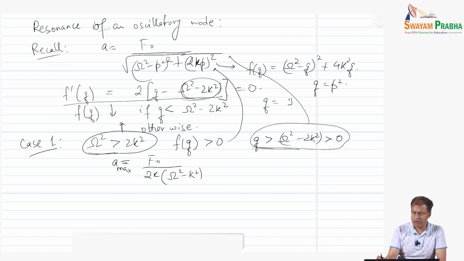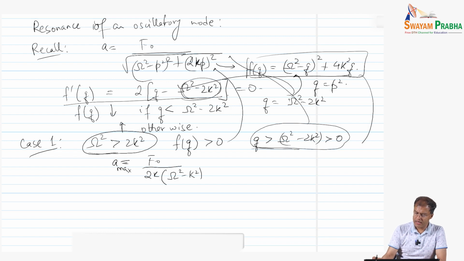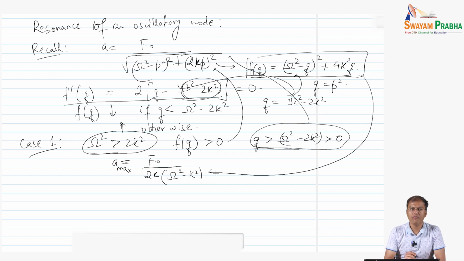So q is omega square minus 2k square. Plug it back into our expression here in this quantity, and from here we find that this is what we get. Okay, so then what do we have?